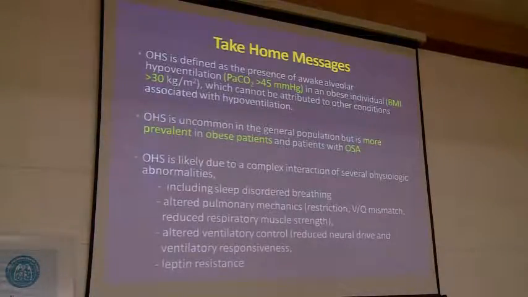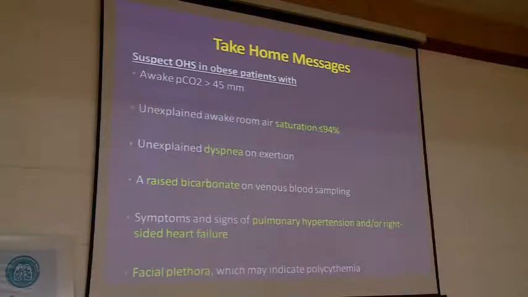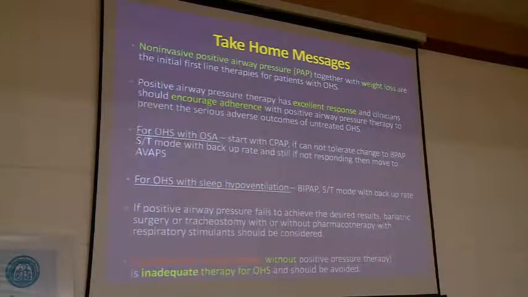OHS is likely to be a combination of complex interactions of lots of things. So we know it happens because of leptin resistance, because of upper airway obstruction, because the bicarbonate's high, and most important, because the compliance of the lung is reduced because of extra fat. We should suspect OHS in a patient whose awake PCO2 is more than 45 or bicarbonate is more than 27, unexplained room air saturation less than 94, unexplained dyspnea on exertion, or patients have symptoms of pulmonary hypertension, right heart failure, and there is facial plethora.